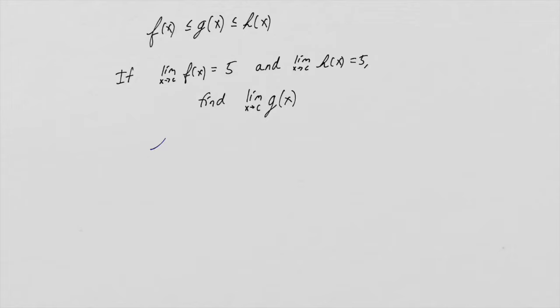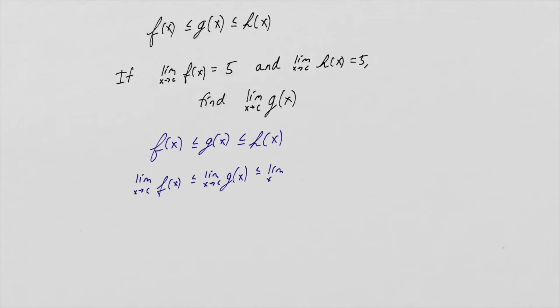So we can take this right here, f of x is less than or equal to g of x is less than or equal to h of x, and we're just going to rewrite it using the limit as x approaches c in front of each one of these. So the limit as x approaches c of f of x is going to be less than or equal to the limit as x approaches c of g of x, which is less than or equal to the limit as x approaches c of h of x.